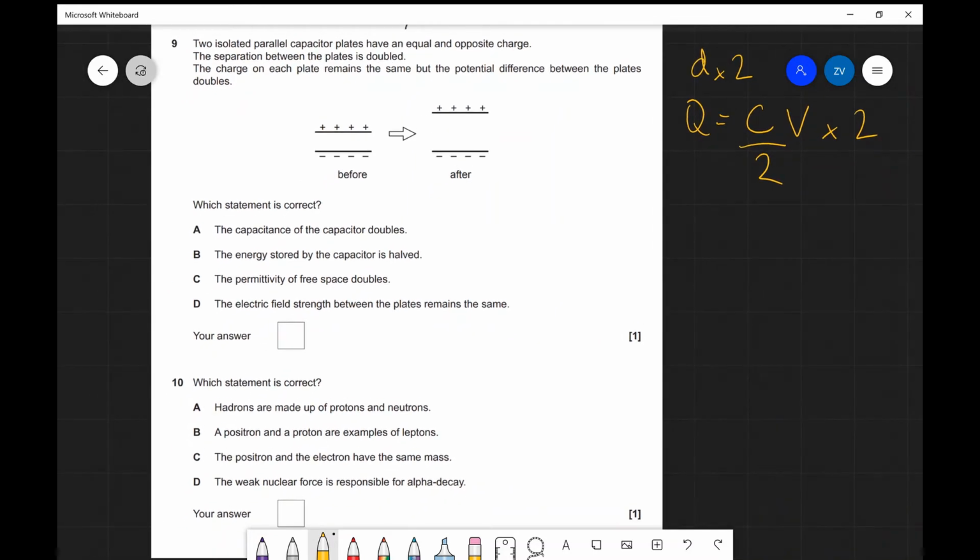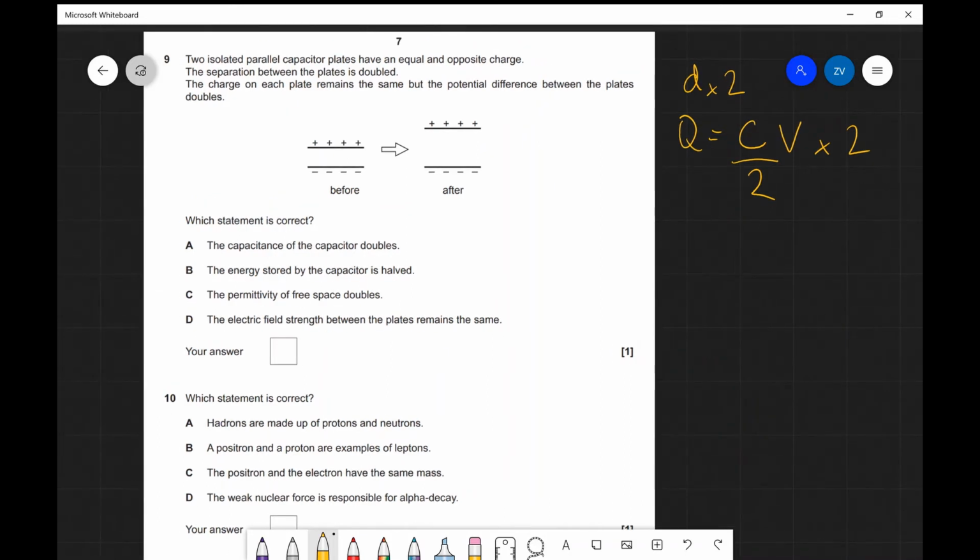Okay, which statement is correct? The capacitance of the capacitor doubles. We've just shown that this is not correct. It will actually halve. So should we just cross this one out as it's not correct? B, the energy stored by the capacitor is halved. Well, the energy of a capacitor is given by the formula half CV squared. So in this case, the capacitance is halved, so this will decrease by a factor of a half.